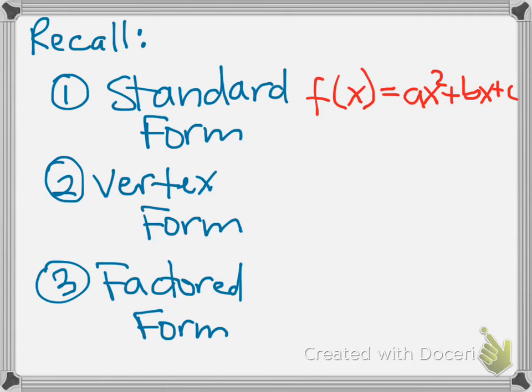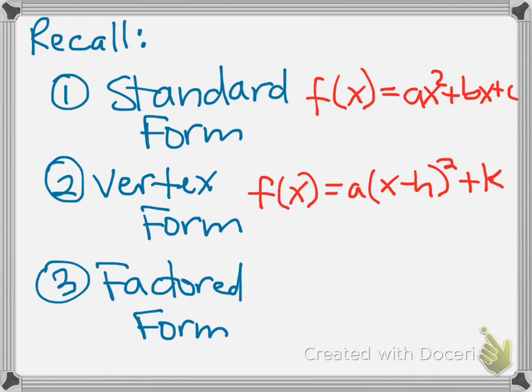We've also talked about the vertex form of a quadratic function, which would be f of x equals a times the quantity x minus h squared plus k. Now we know that the vertex form of a quadratic function is handy because you can very easily pick out what the coordinates of the vertex will be given an equation in vertex form. The x-coordinate of your vertex will be h, the y-coordinate of your vertex will be k.